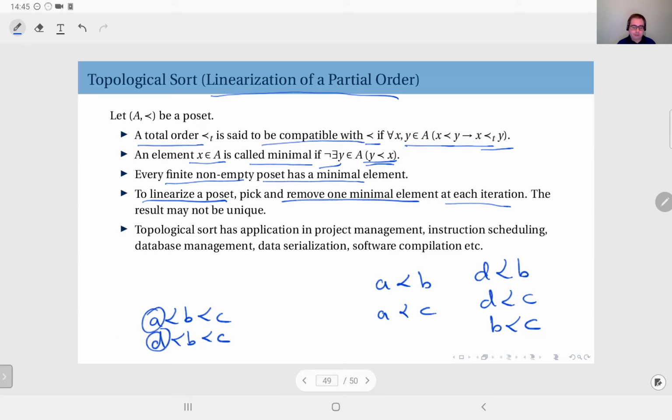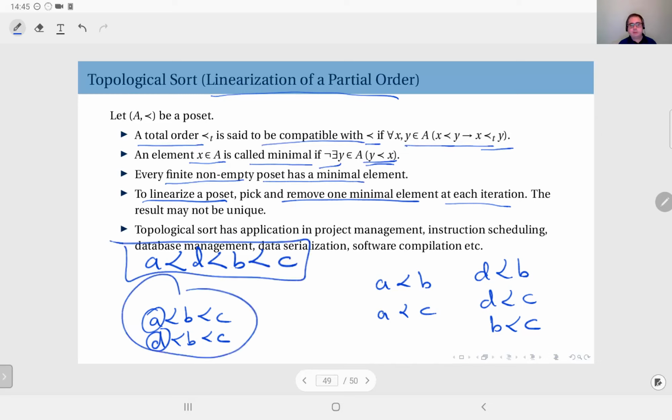For instance, I'm going to pick A, and I remove it from my relation. What remains is B, C, and D. Among those, the minimal is D, so I'm going to add that and remove it. What remains is B and C. Among those, B is the minimal, so put B here, and finally C. Now this here is a total order compatible with my original partial order.